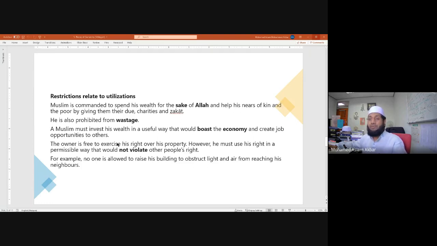Zakat is compulsory on every Muslim. This is a charity, a sadaqah, like a tax alms. It is compulsory on every Muslim that he has to pay the zakat. He is also prohibited from wastage. Kulu washrabu wala tusrifu. Allah says in the Quran, you eat whatever you want, you drink whatever you want, but you are not supposed to waste. You cannot waste. Do you know what is the hukm of wasting?